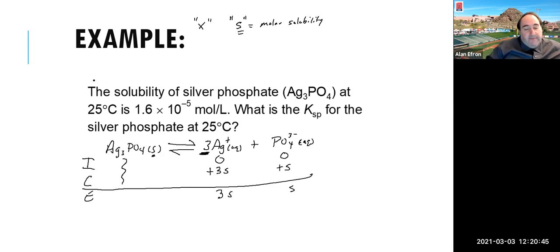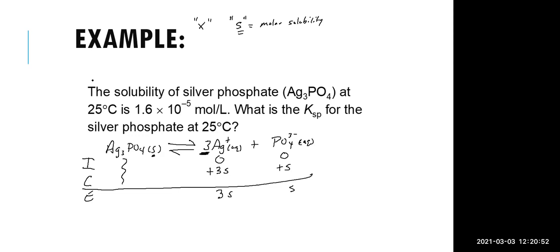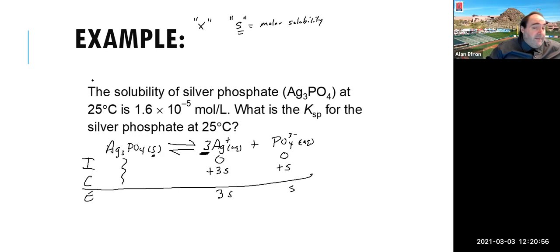So the ice table looks similar to what we've done before, a little bit different again, because you pretty much have solids on your reactant side. You pretty much don't have any numbers happening there. The other difference is, again, we use S instead of X. And again, that S stands for the molar solubility. Any questions on what an ice table would sort of look like for this?